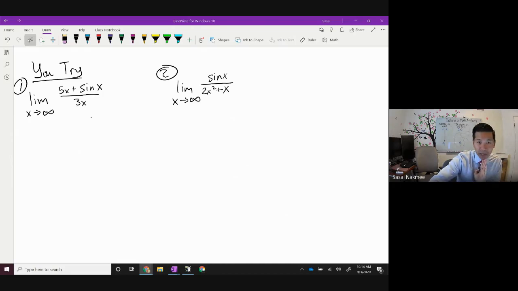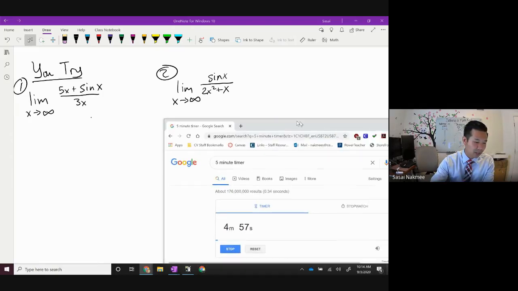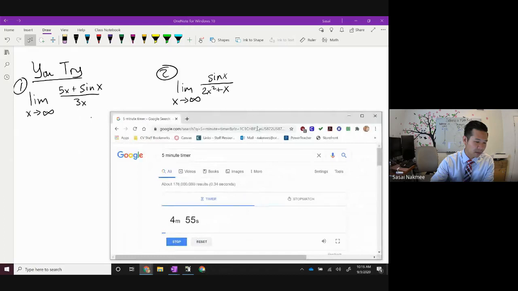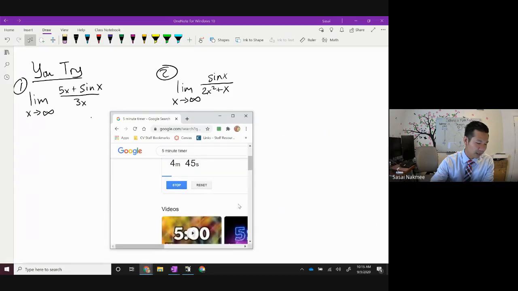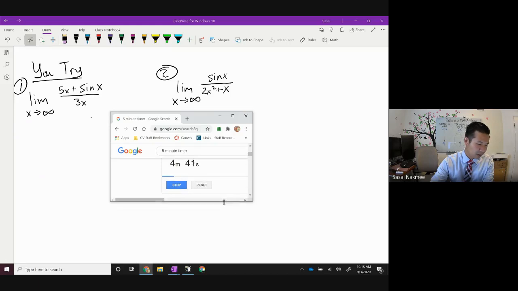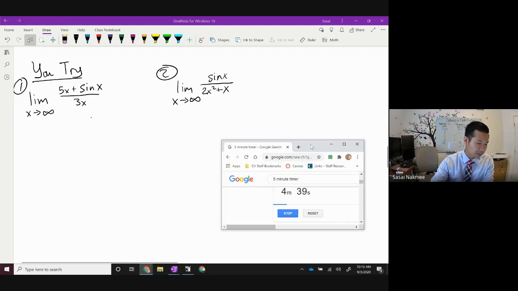I'll give you a 5-minute timer on this one, okay? See what you get in 5 minutes. See what you attempted in 5 minutes. That's the big one, right? If you don't know it, you at least attempt it, because you're not just going to sit there for 5 minutes doing nothing. I hope you attempt it. Try those out.